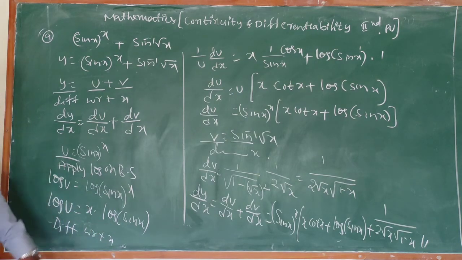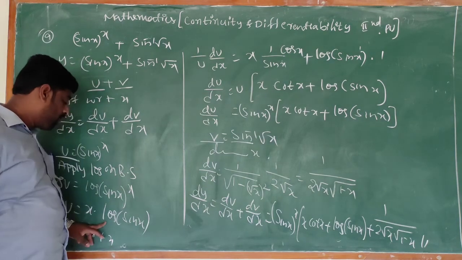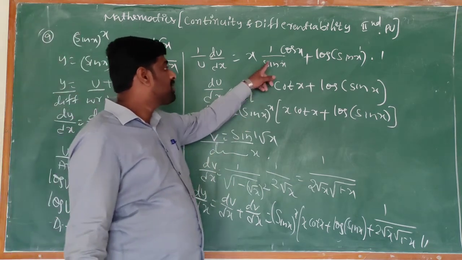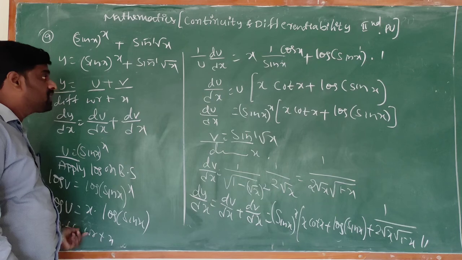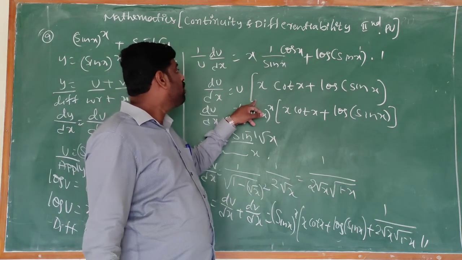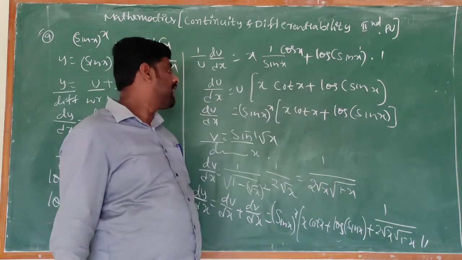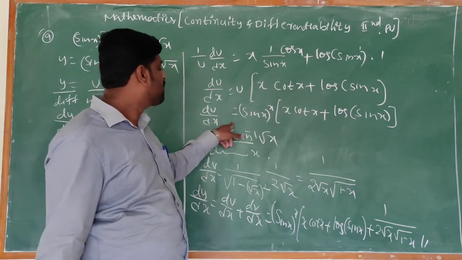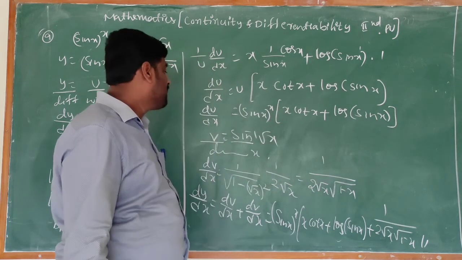So differentiate with respect to x. Log u differentiation is 1 by u, u differentiation is du by dx. So now x as it is, log of sin x differentiation is 1 by sin x into cos x. Log of sin x as it is, x differentiation is 1. And again du by dx is equal to u into x as it is, cos x by sin x is cot x, plus log of sin x. Du by dx is equal to (sin x) to the power of x into x cot x plus log of sin x.